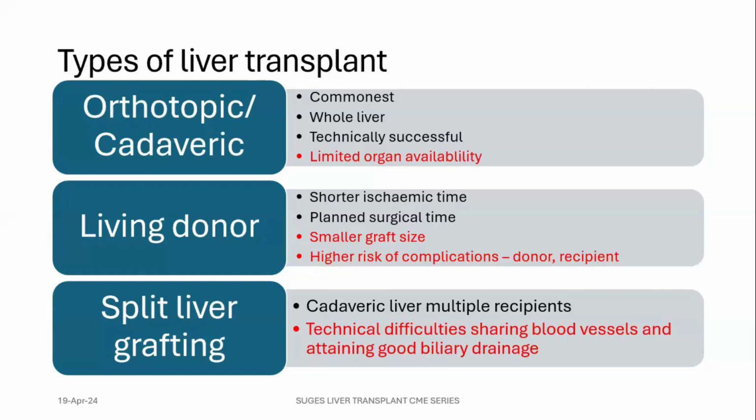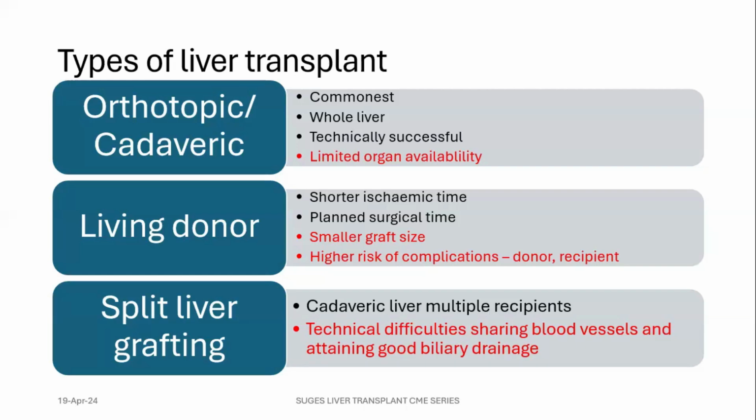Living donor is good, whereby you have a donor who gives part of his or her liver to a recipient. In these kinds of patients, you have a shorter ischemic time, and the surgery is usually planned, compared to the orthotopic liver transplant, whereby it is opportunistic.